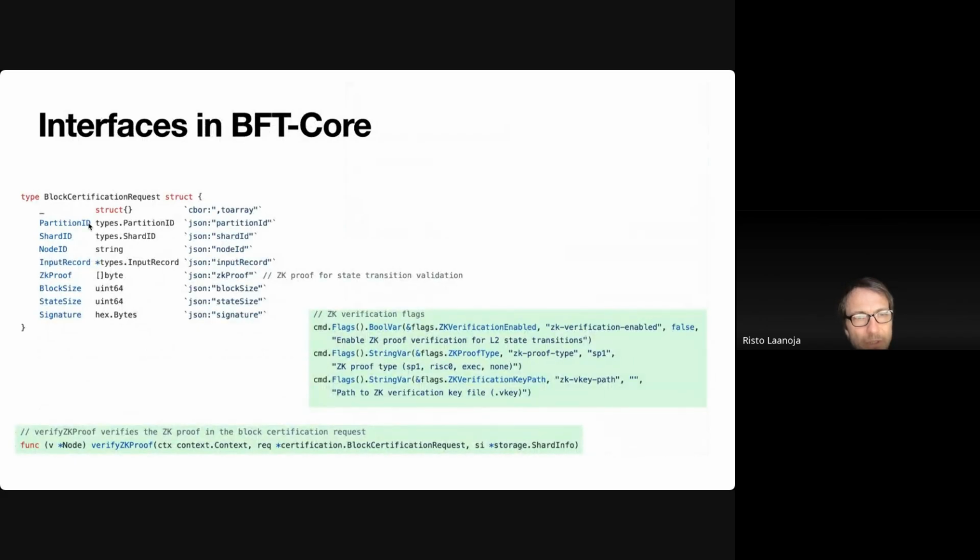So this is what the block certification request looks like. There is only one extra field. This is an extra function which is used in the BFT core main execution loop, or validation loop. It takes this block certification request and has access to the input record. It also uses shard information to validate if this proof is related to a specific shard. And the configuration has three different flags: ZK on-off, prover backend, and the verification key.